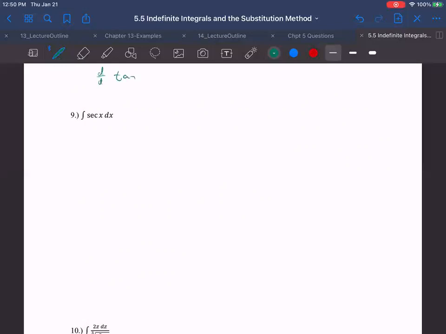So d/dx of tan x is secant squared x, and d/dx of secant x is secant x tan x. So think about that when you try number 9. Okay, and then try that one, and then try 10. And we'll try and do them at the beginning of next class. If not, then I'll write them out for y'all to look at in the notes. All right, that's it.